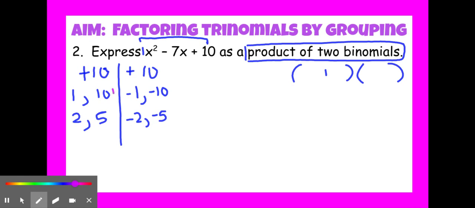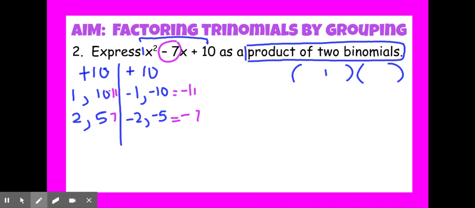1 plus 10 is 11. 2 plus 5 is 7. Now I can't fit equal signs in there, but just know that that's where those purple numbers are coming from. -1 plus -10 is -11. And -2 plus -5 is -7. Okay, so now we need to match it up to this coefficient. Which group here gave us a -7? And that would be here.